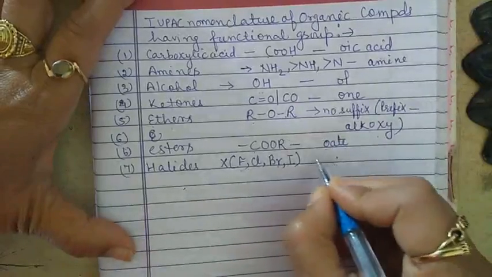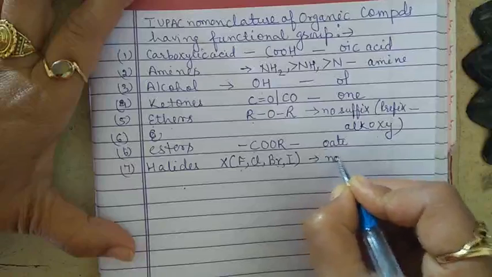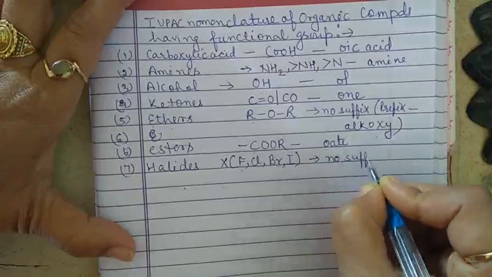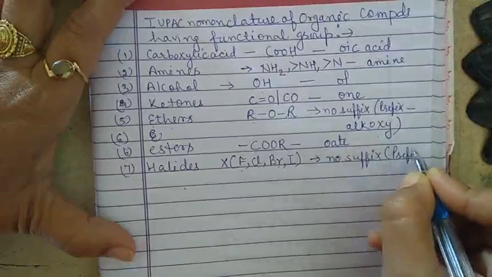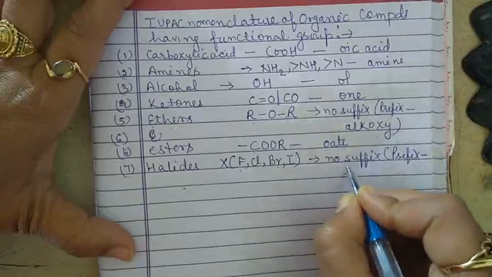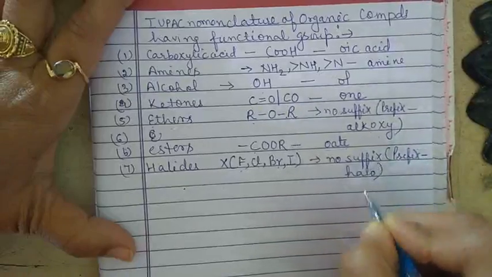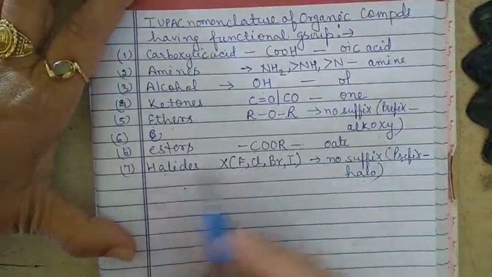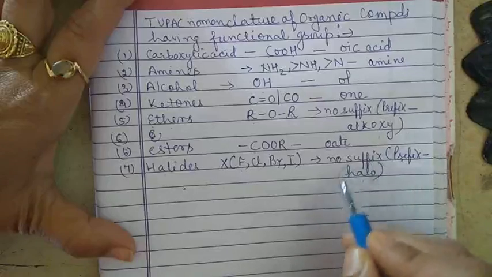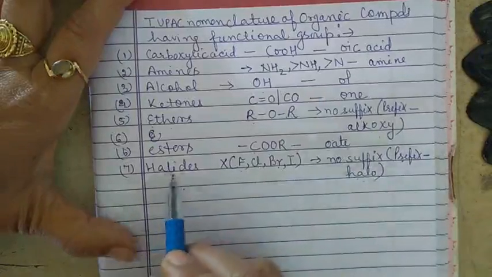And for the halogens we don't have any suffix. No suffix is present for the halogen. We only use a prefix, and that prefix is known as halo. The prefix halo is used for the halides.